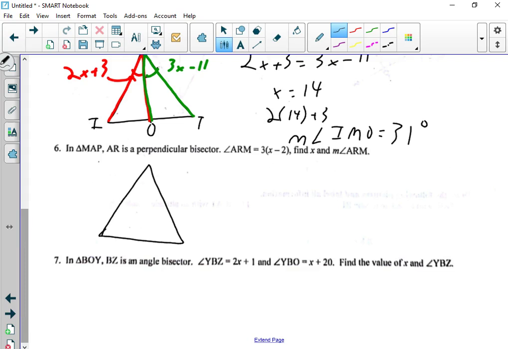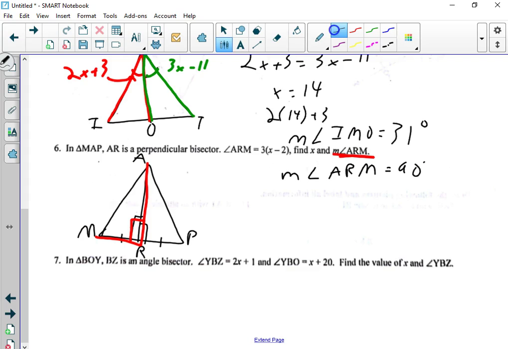MAP. AR is a perpendicular bisector. So here's the perpendicular bisector. That's A, that's R, so MAP. Well, if that's 90, so is that. Those are both 90. It says ARM, again ARM, so we know that's 90. So we're already done here. That part's easy. The measure of angle ARM is 90 degrees. Done. But we have to find out what x is.